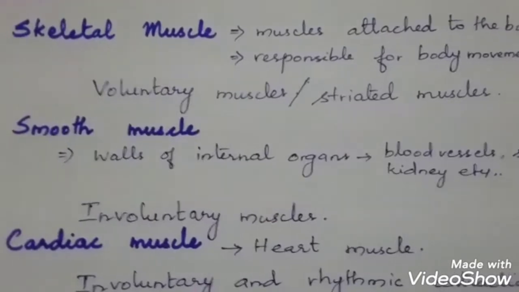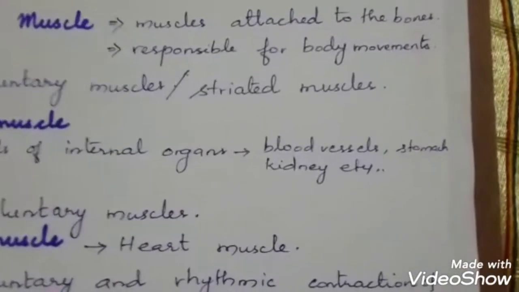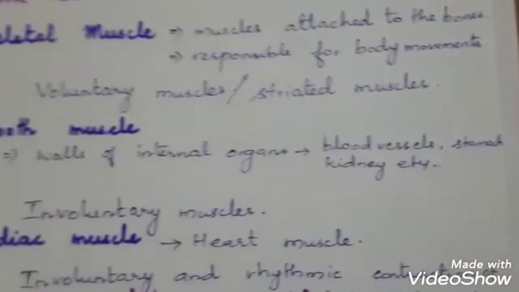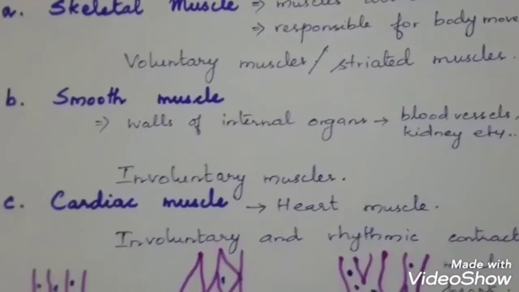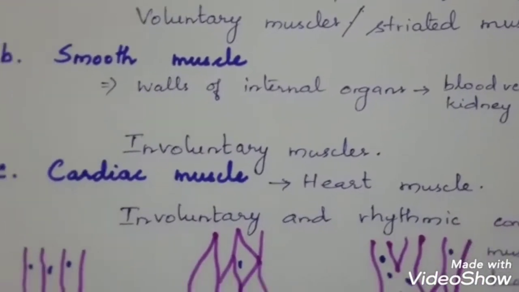And next is smooth muscle. They are present on the walls of the internal organs like blood vessels, stomach, kidney, etc. They are involuntary in function, so they are known as involuntary muscles.